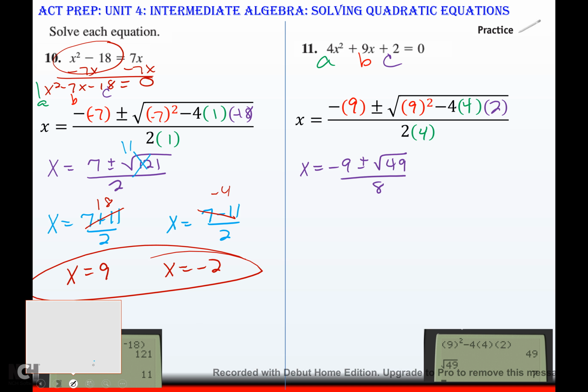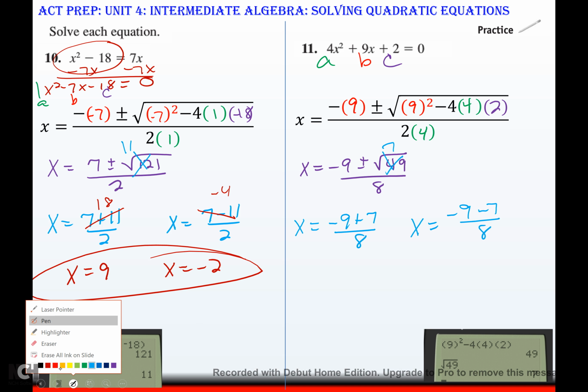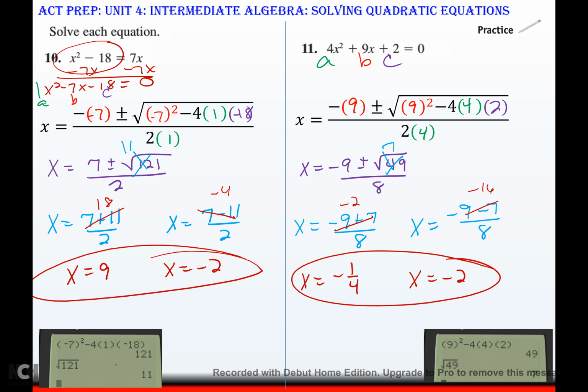The square root of 49 is 7, so my two solutions are x equals negative 9 plus 7 over 8, and x equals negative 9 minus 7 over 8. Simplifying those, negative 9 plus 7 is negative 2, divided by 8 is negative 1/4. Negative 9 minus 7 is negative 16, divided by 8 would be negative 2. Okay?